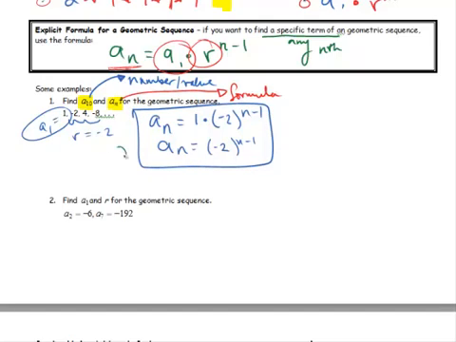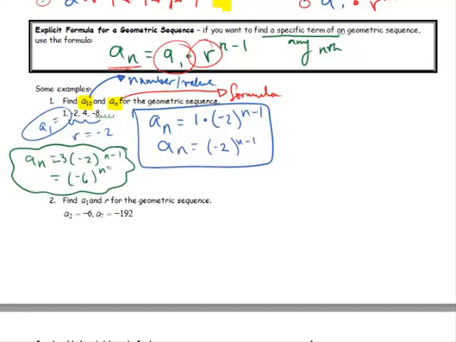Side note for you, here's what I don't want you to do. Let's suppose that your a sub n was 3 times -2 to the n minus 1. When you have a number out in front that is not 1, you are not allowed to combine them with the same power, because this power, the n minus 1 here, is only acting upon the 2. It is not acting upon the 3. So you need to make sure that in your formula, when you write it, you do keep them separate.